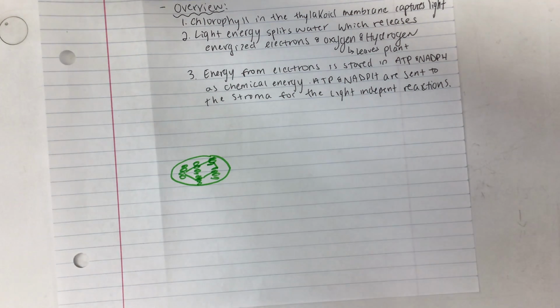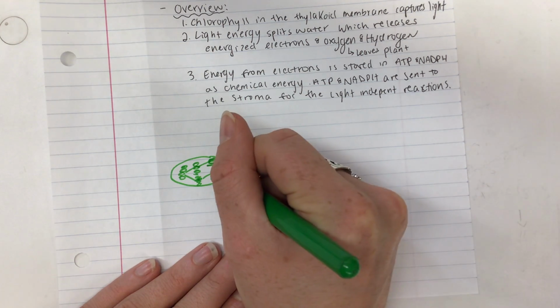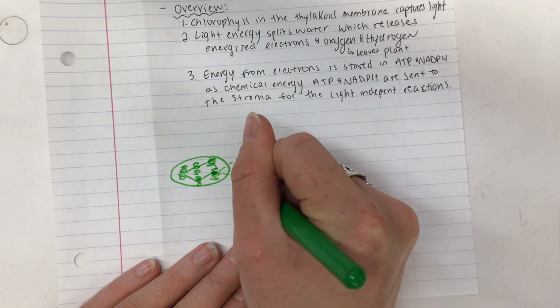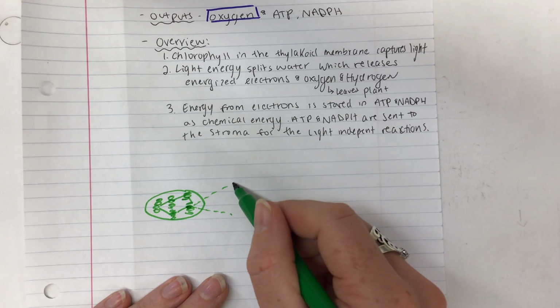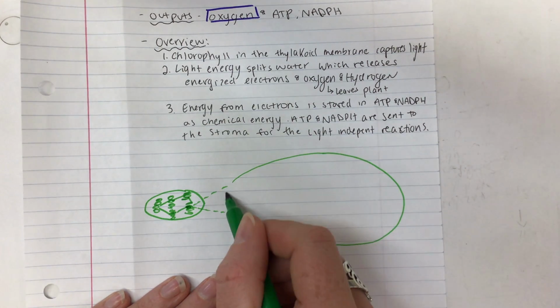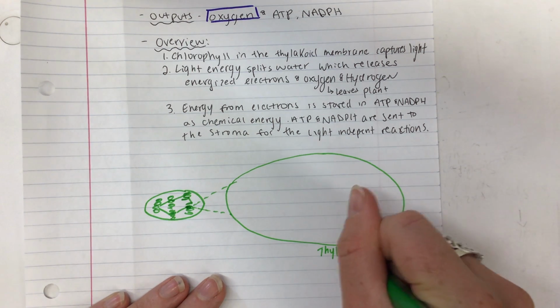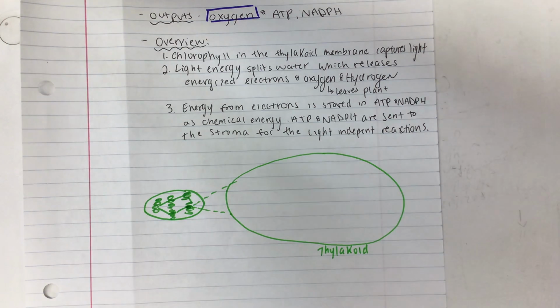Okay, so there's all of our little thylakoids in their granum, the stacks. And we're going to zoom in on one little thylakoid. Okay, so we're going to blow it up right here. We're going to label this the thylakoid. And we need to add a couple of things. So we're going to start off with our major inputs coming into the thylakoid.